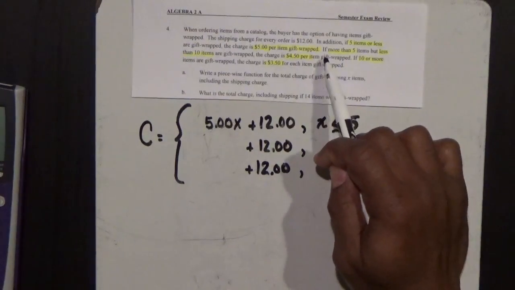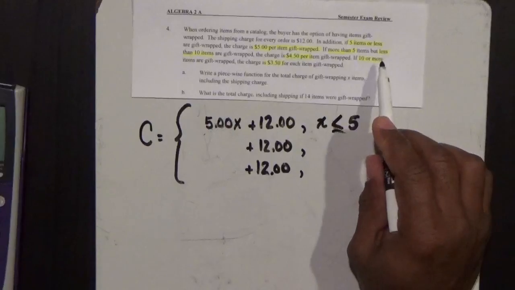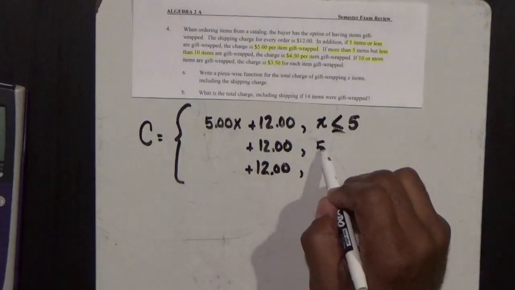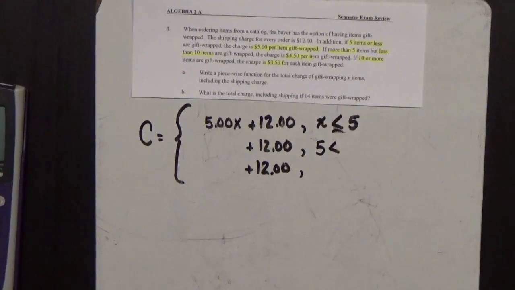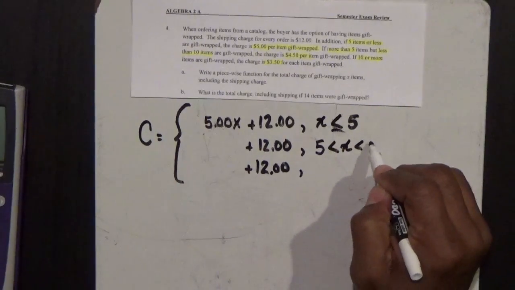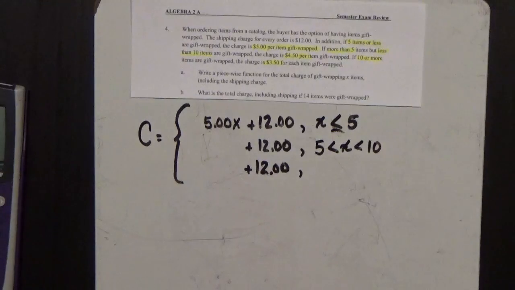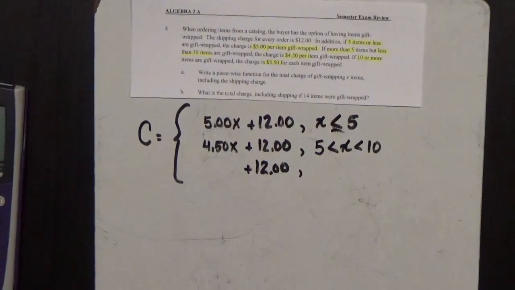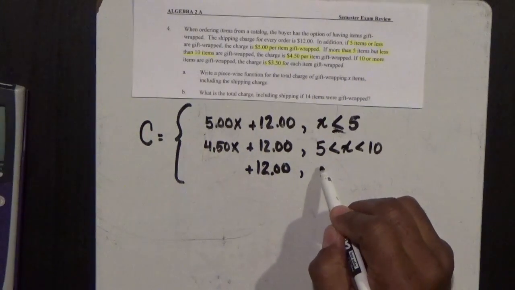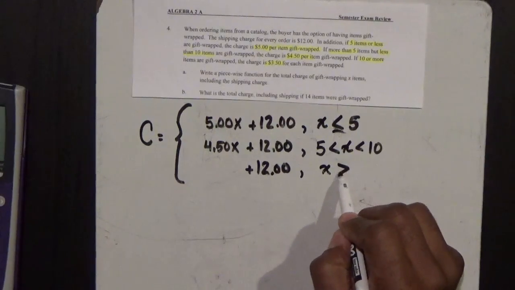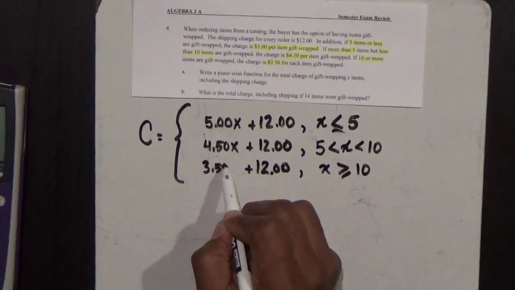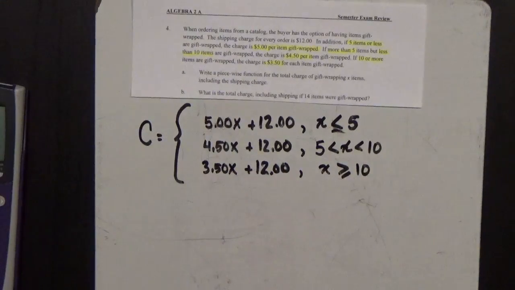Now the second situation says it has to be more than 5, but less than 10. Now that means it's not including either one of those. So when we say something between, we say 5 is less than X, which is less than 10. It's not including either one of them. And in that case, we pay $4.50 per item. And then if 10 or more items are gift wrapped, so we say X is greater than or equal to 10, we're going to pay $3.50 X. And so there's your piecewise function.